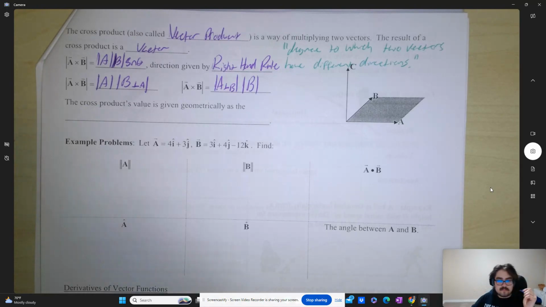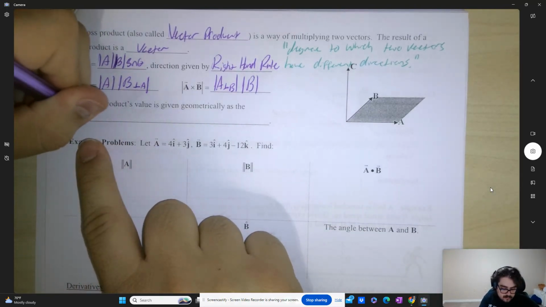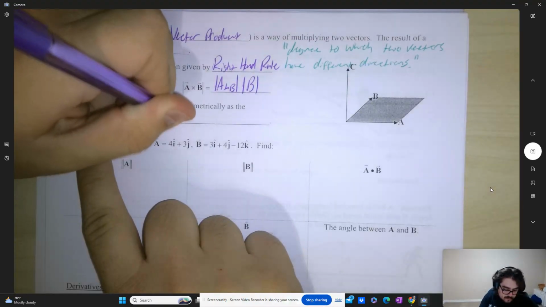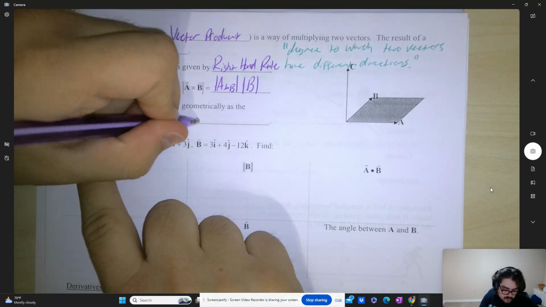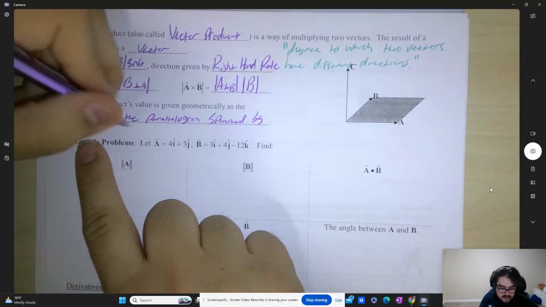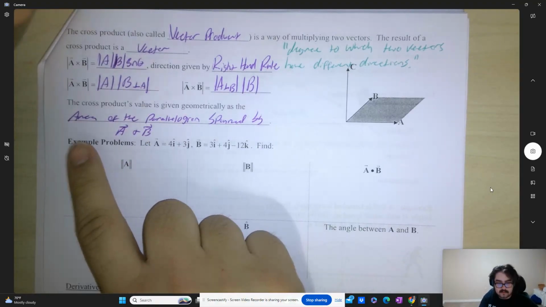Geometrically, the value is given as the area of the parallelogram spanned by the vectors A and B.